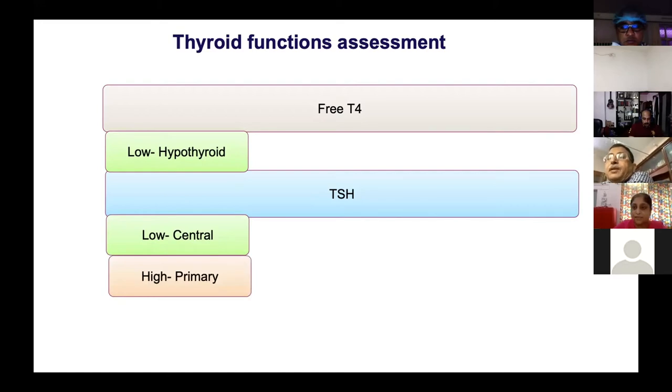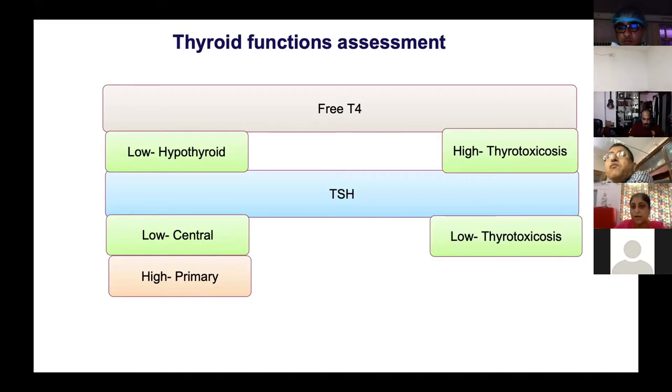If the TSH levels are high, think of primary hypothyroidism as the cause. If the free T4 levels are high, think of hyperfunctioning thyroid, thyrotoxicosis. So the TSH levels should be low as a compensation. So if the T4 levels are high with low TSH levels, think of thyrotoxicosis.